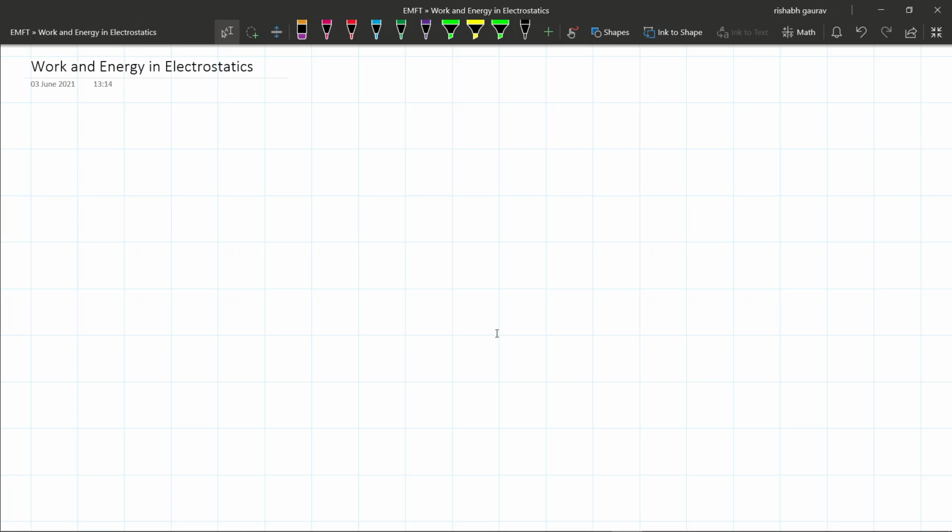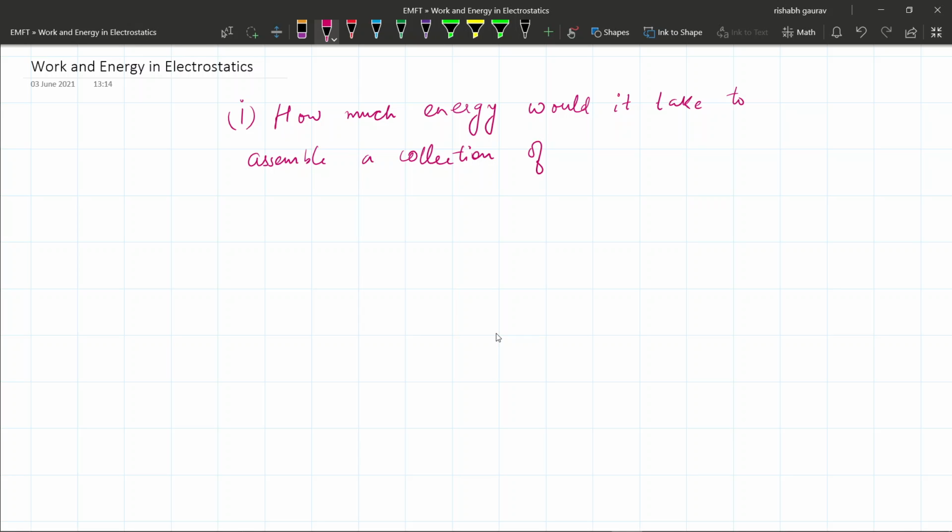So in this lecture we will be talking about point 1, how much energy would it take to assemble a collection of point charges, and the second point we will discuss is about the energy density for a continuous charge distribution.